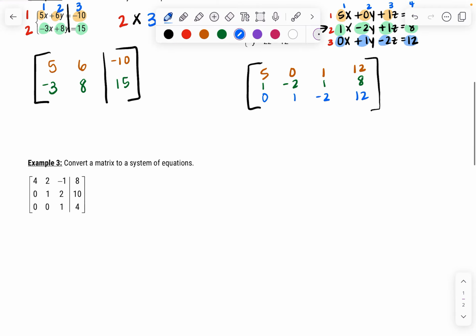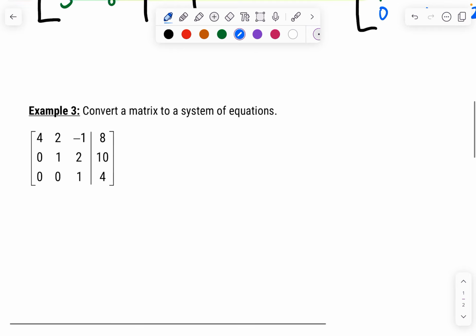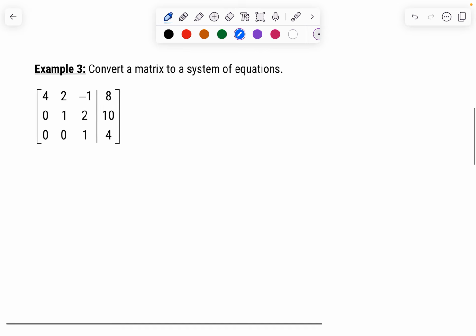Now, dipping our toe into the water of why this is important. If I go to example 3, this is asking me to convert a matrix to a system of equations. So I'm going to do the reverse of what I just did. First things first, from the matrix, you don't really know what the variables are, but typically we still just use x, y, z, and these will be our answers. So you'll notice it has that line there. If the line wasn't there, we always assume the last column is the answer column.